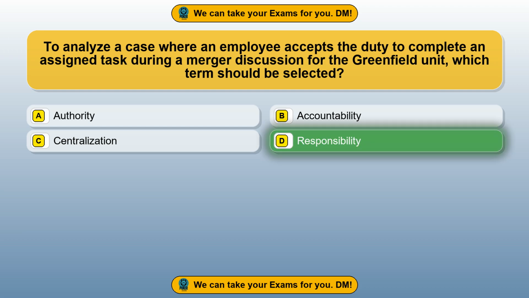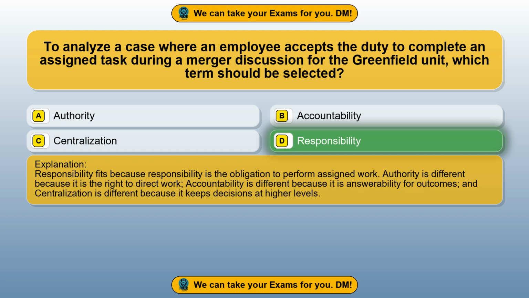The correct answer is option D, responsibility. Responsibility fits because responsibility is the obligation to perform assigned work. Authority is different because it is the right to direct work. Accountability is different because it is answerability for outcomes, and centralization is different because it keeps decisions at higher levels.